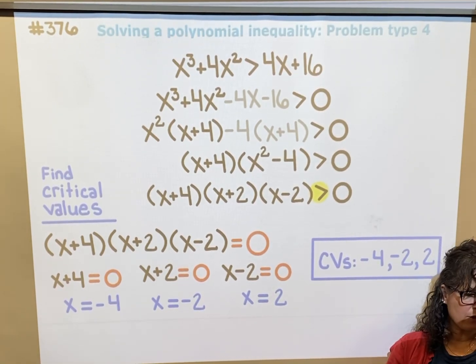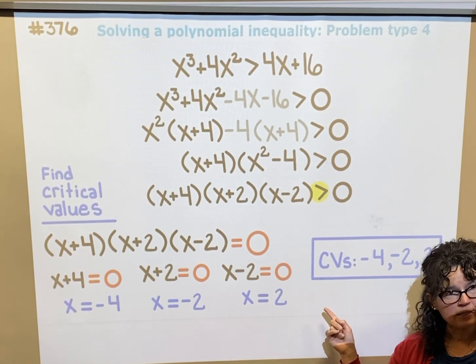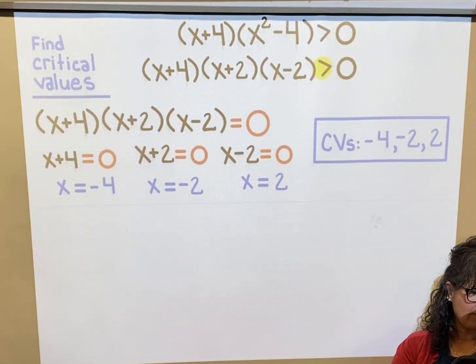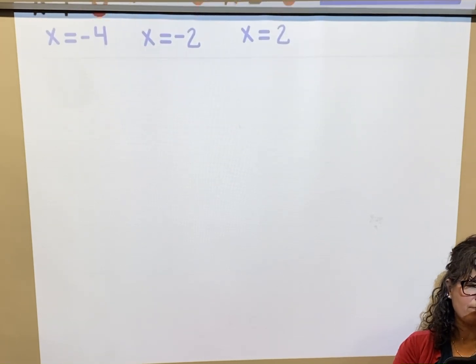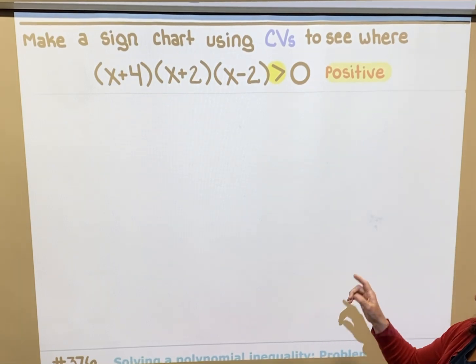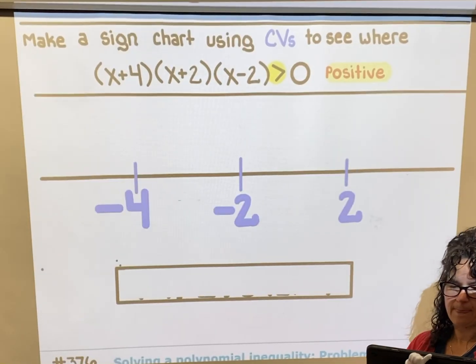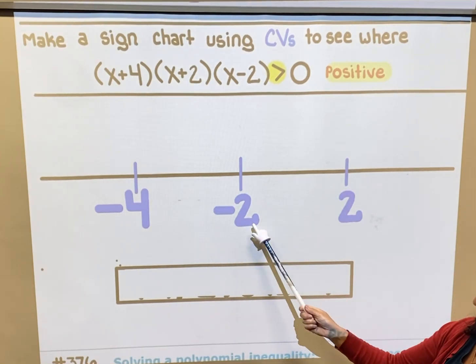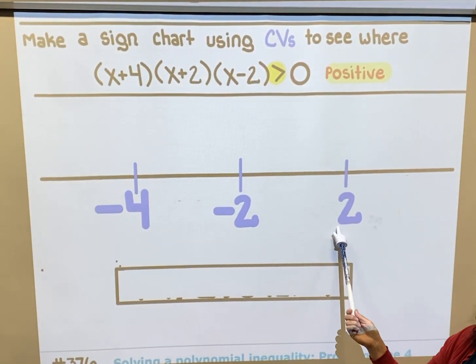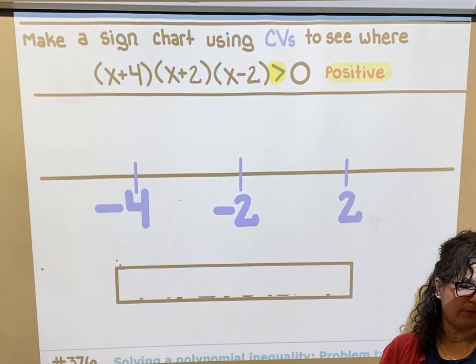Okay, now that you have your critical values, you're going to take these and put them on a number line to make yourself a sign chart. Okay, so I'm going to make a sign chart with these critical values. So I have negative 4, negative 2, and 2. I'm going to test a number in each section.